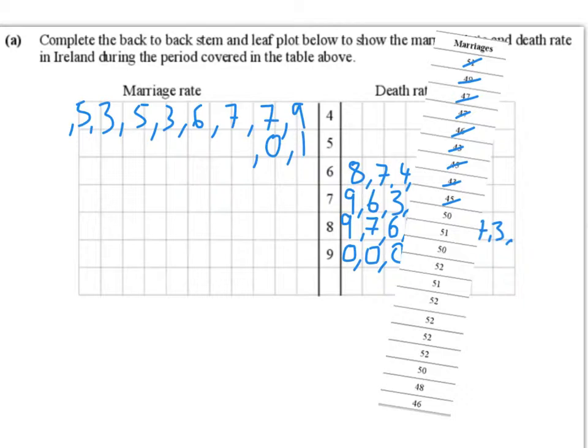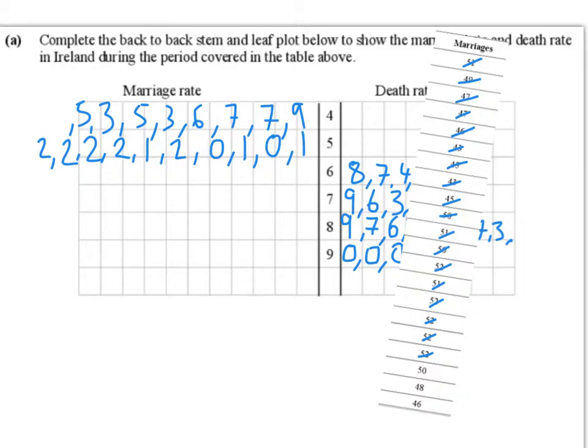51. Tick off the 51, 50. Tick off the 50, 52. Tick off the 52, 51. Tick off the 51, 52. Tick off the 52, 52 again, and again, and again. See, this is why it's a good idea to tick them off as you use them, because you could easily lose count of how many 52s we had there.